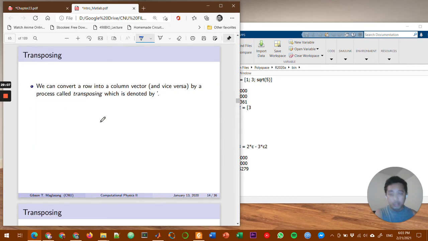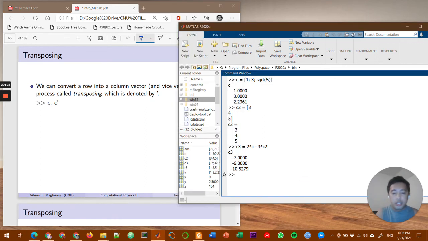We can also do transpose in MATLAB. And that is done by transpose, which converts a row into a column or a column into a row. So we have C and C prime. Say, this is C. If we make it a row, that would be C prime. Okay, so it became a row.